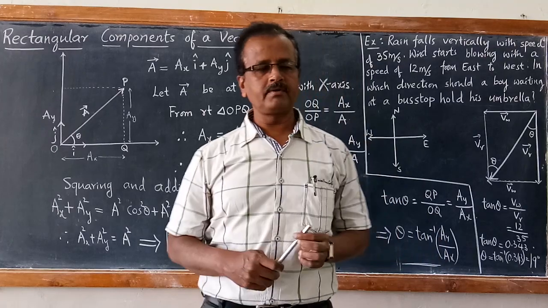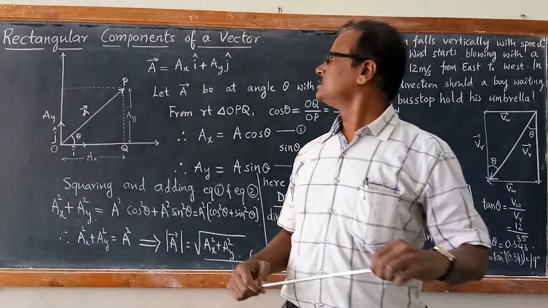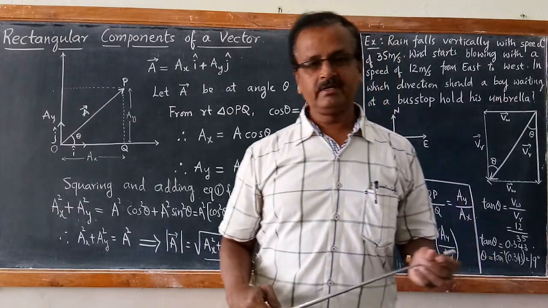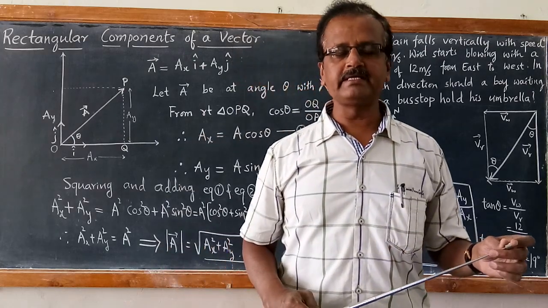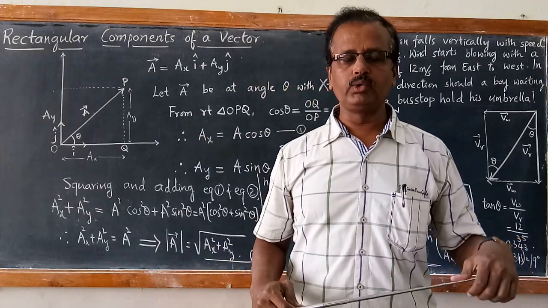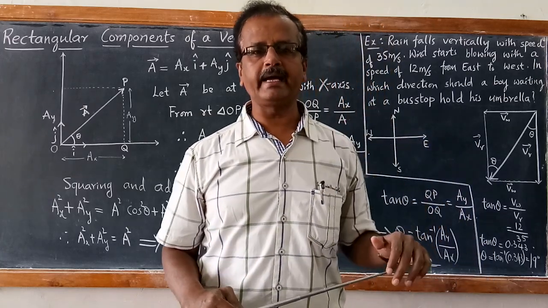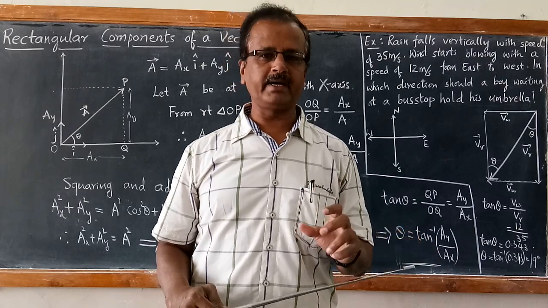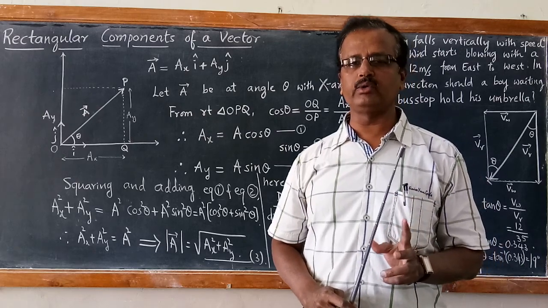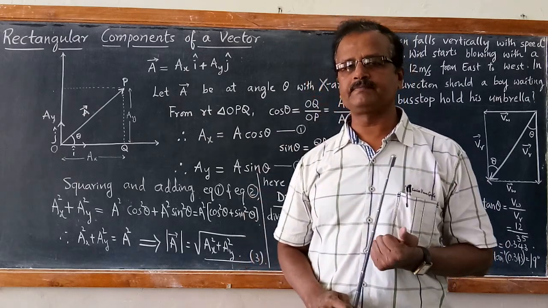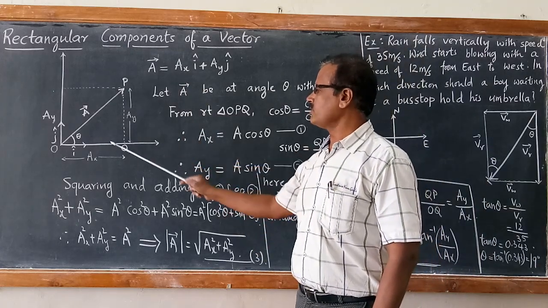Good morning, students. Today we are going to learn about the rectangular components of a given vector. In the last period we studied, if there is any general vector A, how to resolve that vector into its x component and y component. If that vector A is taken on the x axis and y axis, how to resolve that vector A into its rectangular components. For example, suppose vector A is on the xy plane.